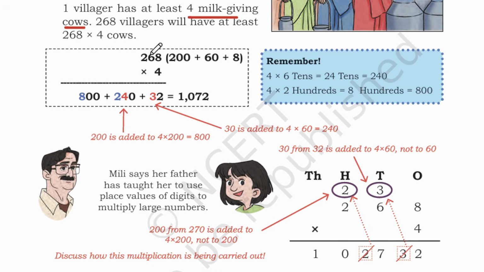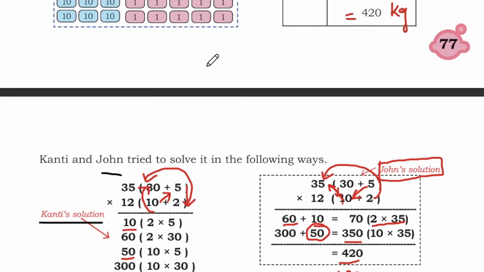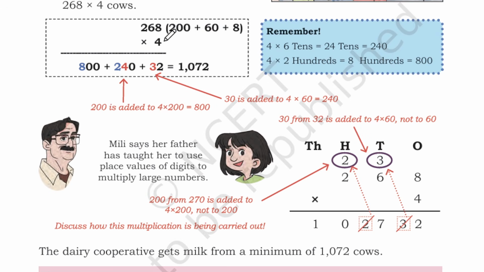So 268 can be written as 200 plus 60 plus 8. So now we have to cross multiply using John's method. So 4, no, this is not John's method. This is, I forgot the name, Kanti's method. So what we can do, we can multiply 4 into 200 is 800, 4 into 60 is 240, 4 into 8 is 32. So when you add together, you will get the total. Remember, 4 into 6 tens is 24 tens, which is 240. 4 into 200 is equal to 8 hundreds, which is 800.